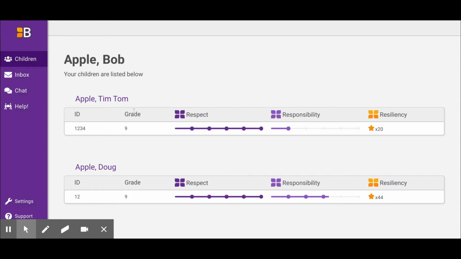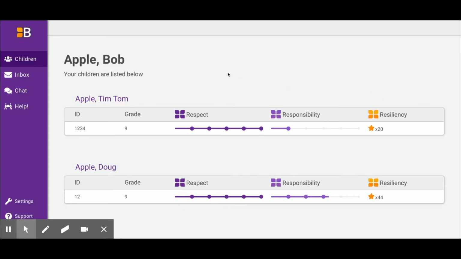When I'm looking right here at respect, responsibility, and resiliency, keep in mind that these are three distinct categories that the school is going to keep track of and to let you know where they stand and what consequences your student might have. But also, if you look at the resiliency, you'll see all of the great things that your child is doing as well.